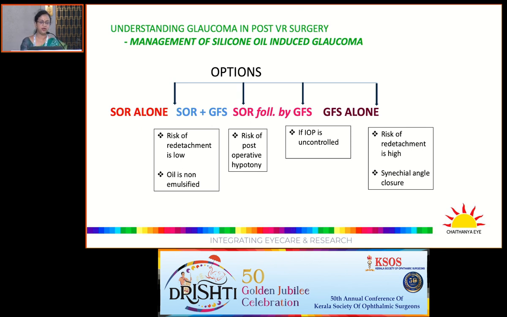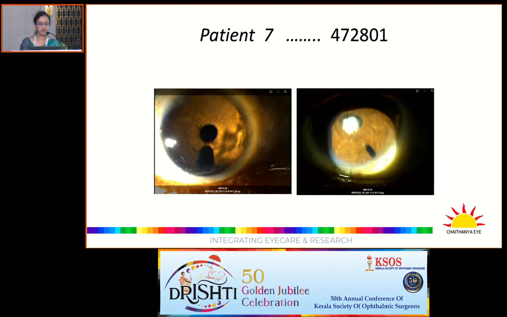So what are the surgeries possible? Either you can remove the oil alone, but combining with glaucoma filtration surgery is always guarded because of the risk of hypotony. So I prefer that the VR surgeon tackles the SOR and then go for the glaucoma filtration surgery, because if the surgeon is planning a tube by the pars plana route, there is a risk of the oil blocking the tube. So these are the various options: either you go for oil removal followed by glaucoma filtration surgery, which could be TRAB or GDD.